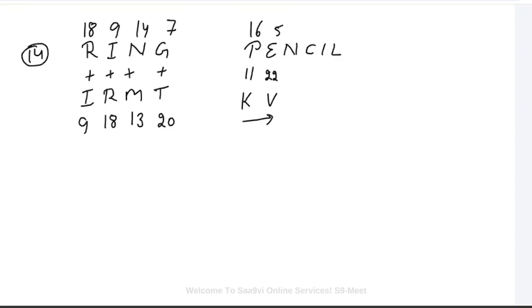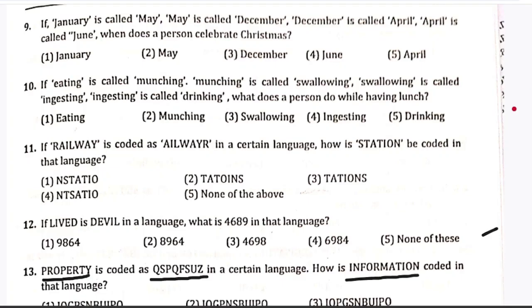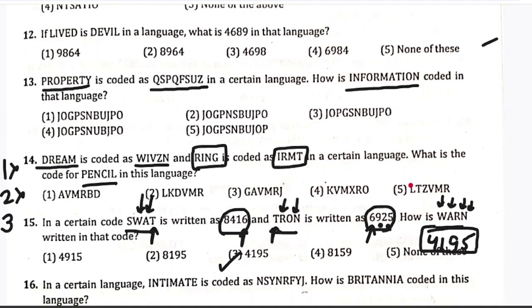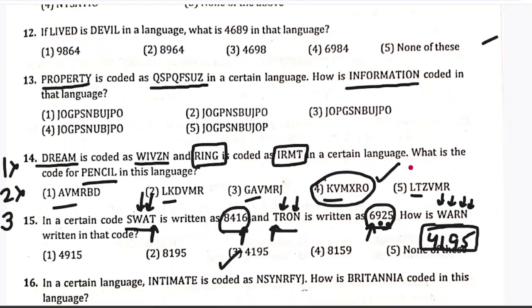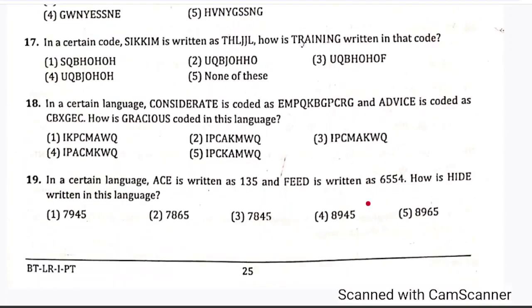Now, before we solve the complete question, let's check, do we have KV in the options? It starts with AV, LK, GA, KV, LT. There's only one option. That means I don't need to go ahead. That is my answer straight away. I can save my time. So this we call elimination technique. We can use the elimination technique and give the answers like this also. Is this clear?